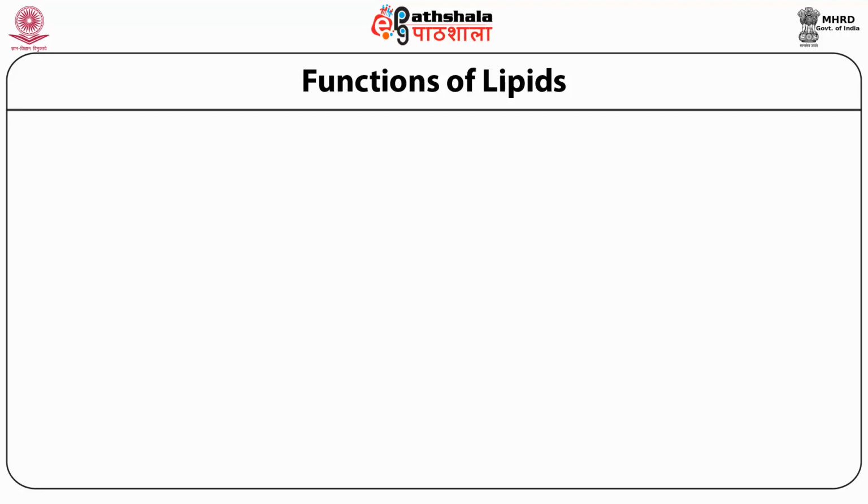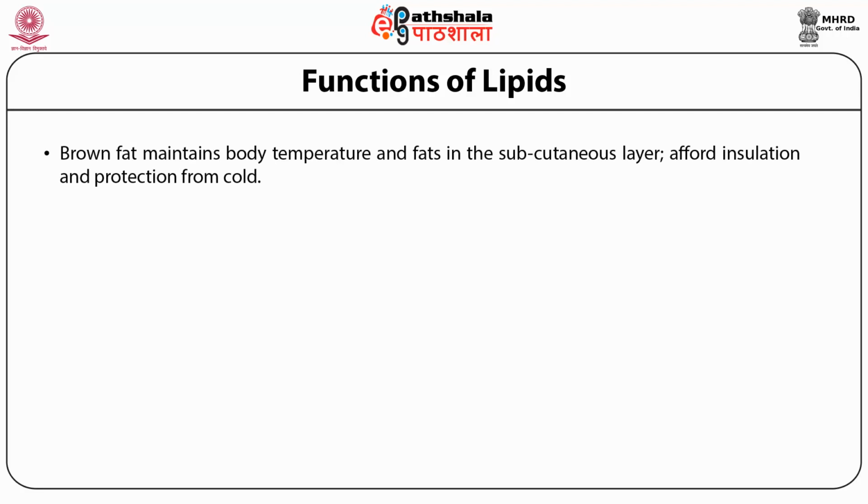There are two types of fats present in the body, the white fat and the brown fat, and it is the brown fat that maintains the body temperature and is present in the subcutaneous layer. They afford insulation and protection from cold and very low or very high temperature.